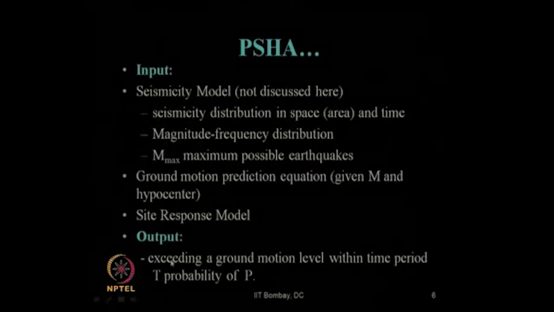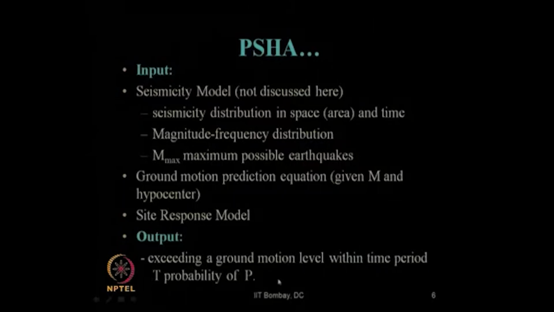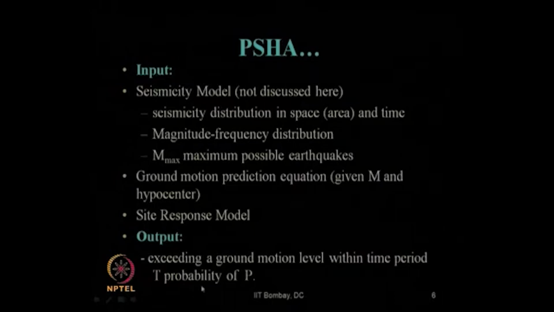In output, what do we get? We get the particular hazard parameter which we are trying to find out, that value exceeding a particular ground motion level within the time period of t, with a probability of occurrence of some p.